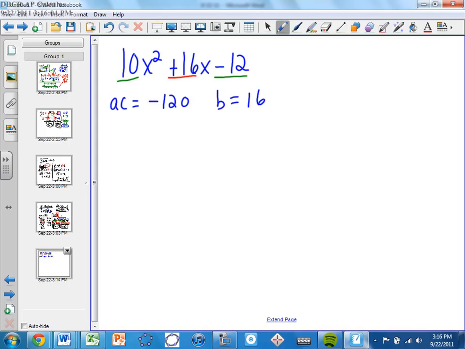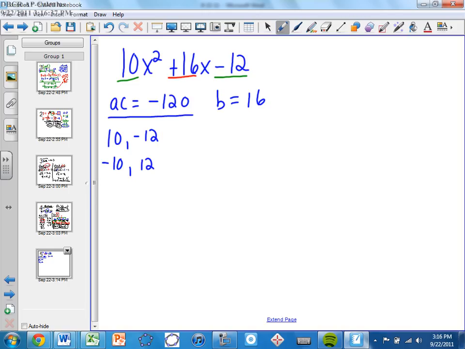So we start by listing our values. Now, this is tough because we have to list all the factors of negative 120. 10 and negative 12, or negative 10 and 12. Now, let me stop you for a second. As you're going through this process, if you find the answer, stop. For example, 10 and negative 12 and negative 10 and 12 do not add up to 16. So these are not going to be the answer. But if you come across a factor you think is the answer, check it and then just stop. You don't need to do this all day long.